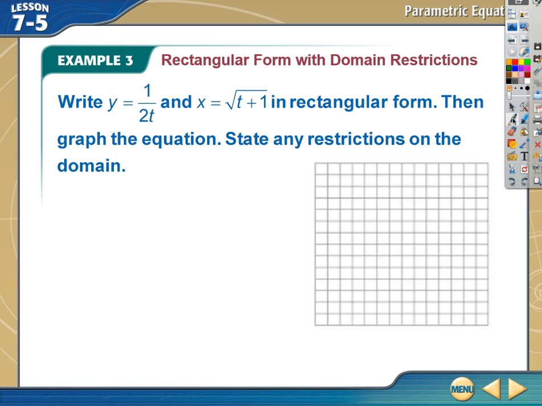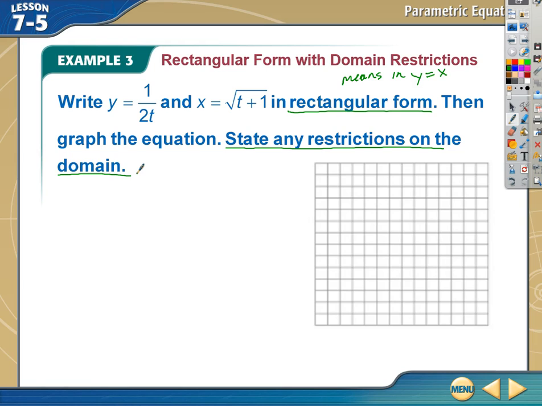Here we have a problem where they say, I want you to write this parametric equation, where y is equal to 1 over 2t and x is equal to the square root of t plus 1, in rectangular form. When it says to write it in rectangular form, this means y equals x mode, where you have a y, just like what you're normally seeing. And they want you to graph the equation, and here's the important part we have to pay attention to: we need to state any restrictions on the domain. Okay, so let's go through this.